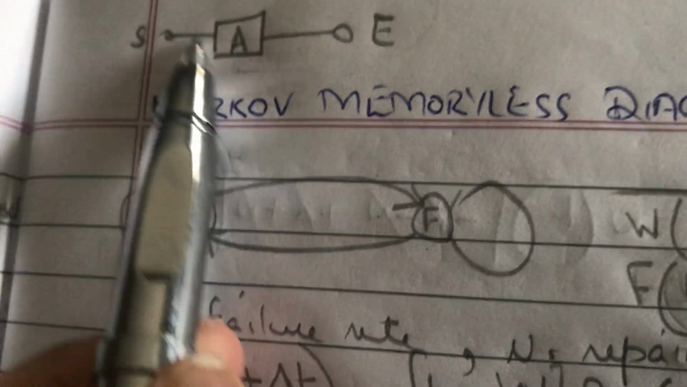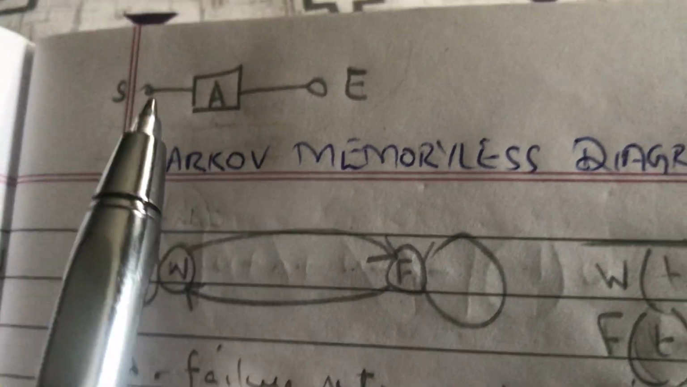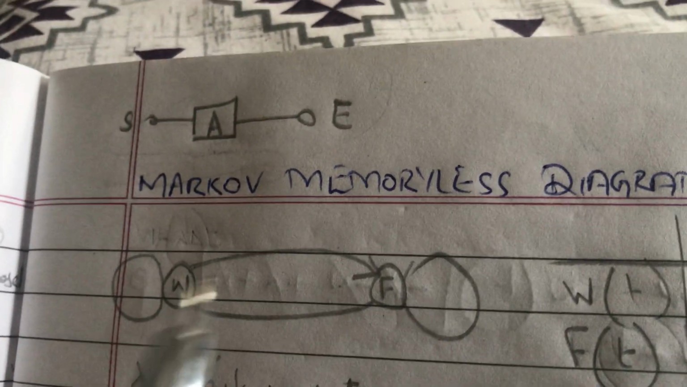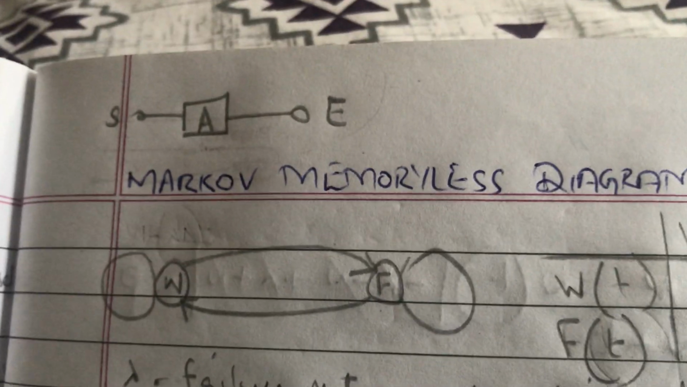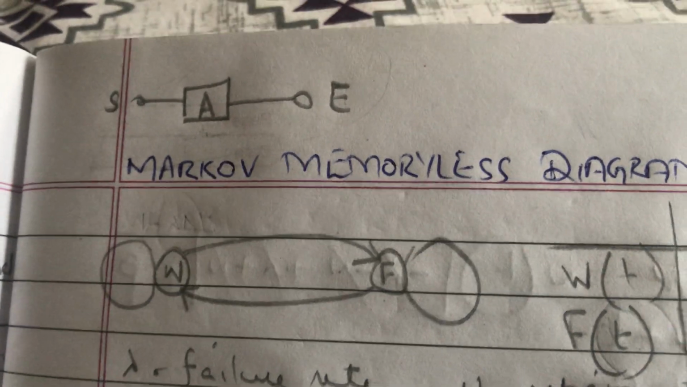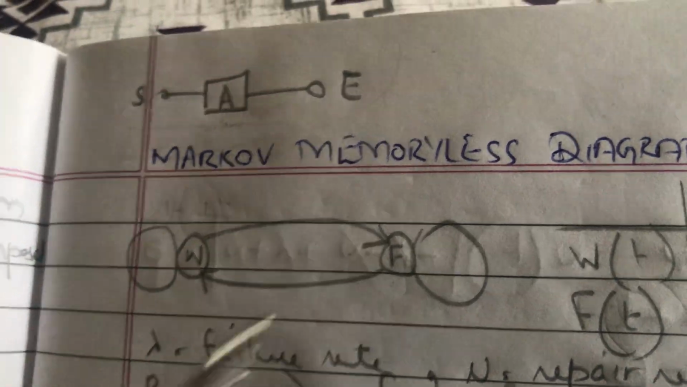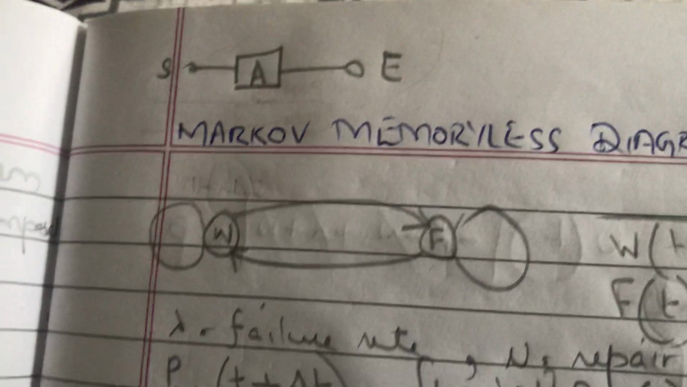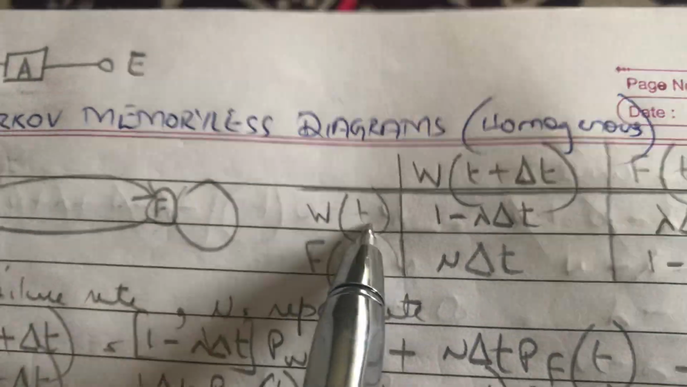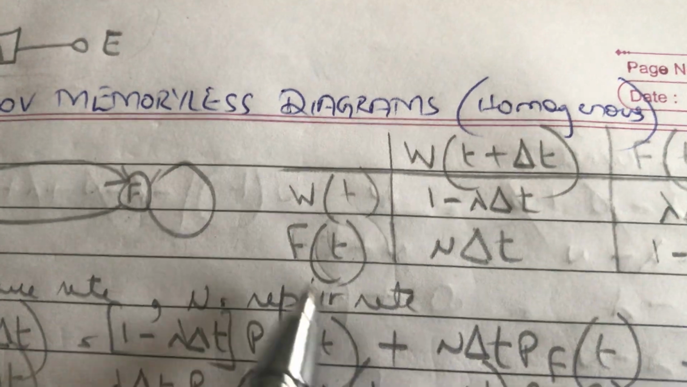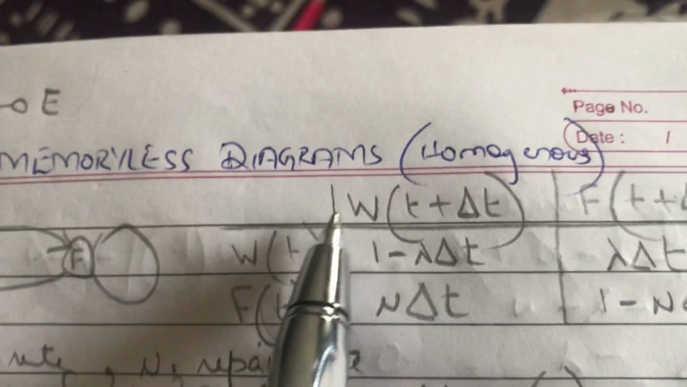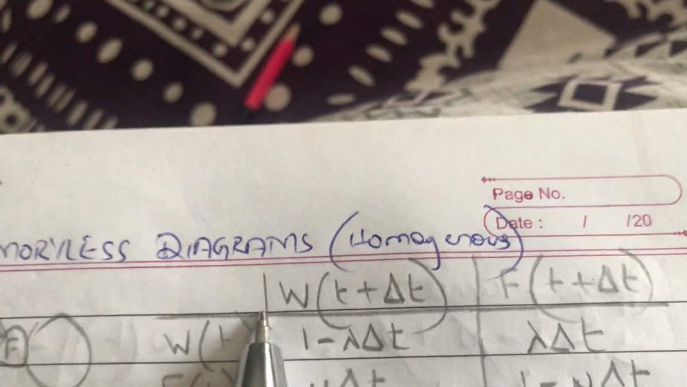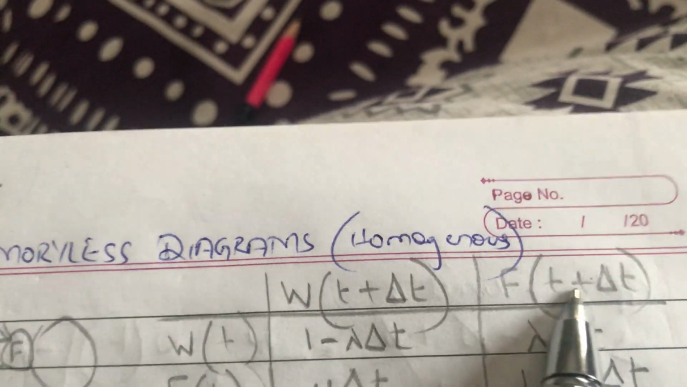Obviously any component, suppose this component A, will work when it's in the starting position. It's in the working condition, and as time passes, it will go to the failed condition. So how can we represent the table? This is our W of t, the working condition at time t, and the failed condition at time t. And above, we will write W t plus delta t and F t plus delta t.